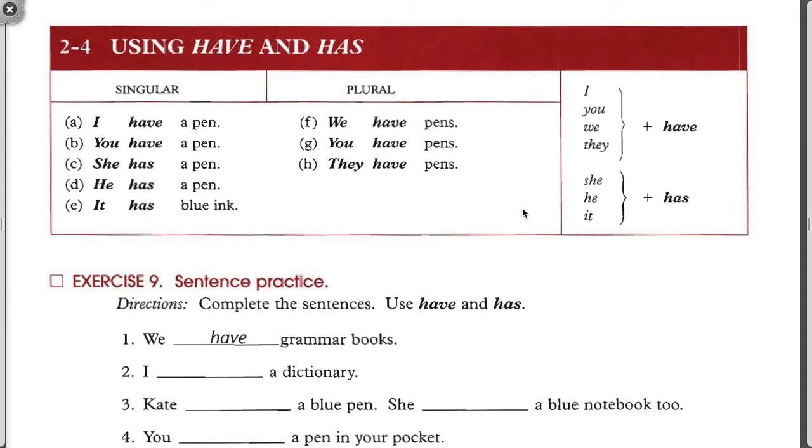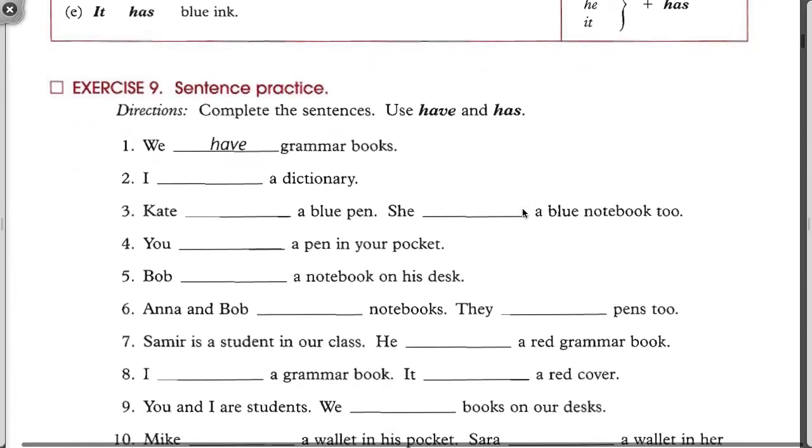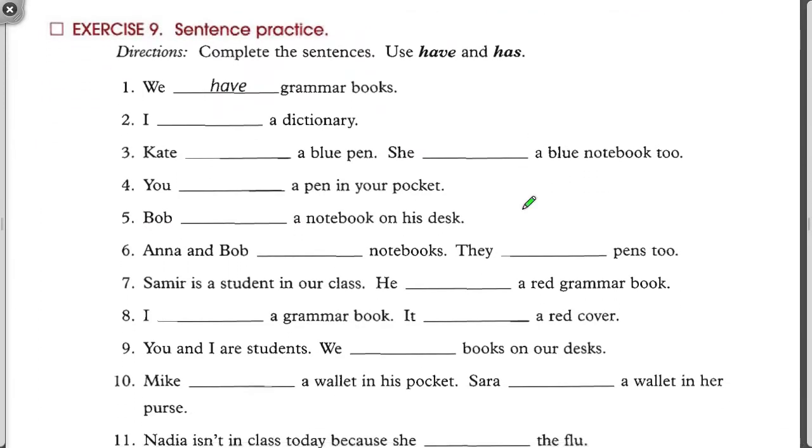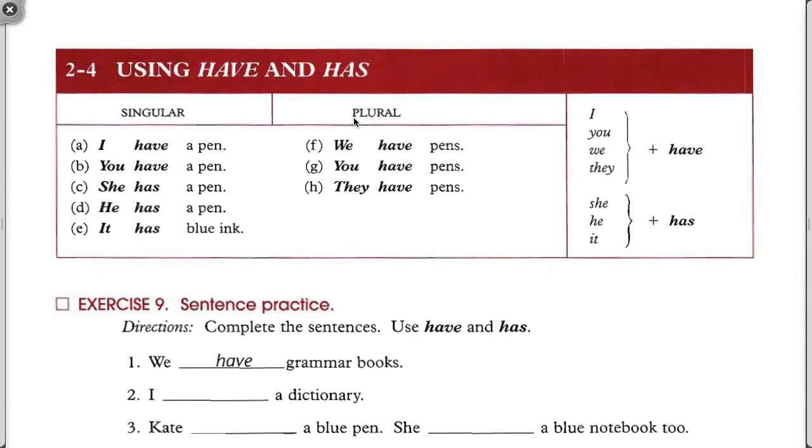Again, we're going to keep going. I have, you have, practice, sentence practice. Exercise 9. Complete the sentences using have and has. We have grammar books. Okay, plural. Let me just go back over that with you again. Here's a plural. Almost all the plural, if you have more than one object or noun, it uses have. And also, I and you use have. Okay?